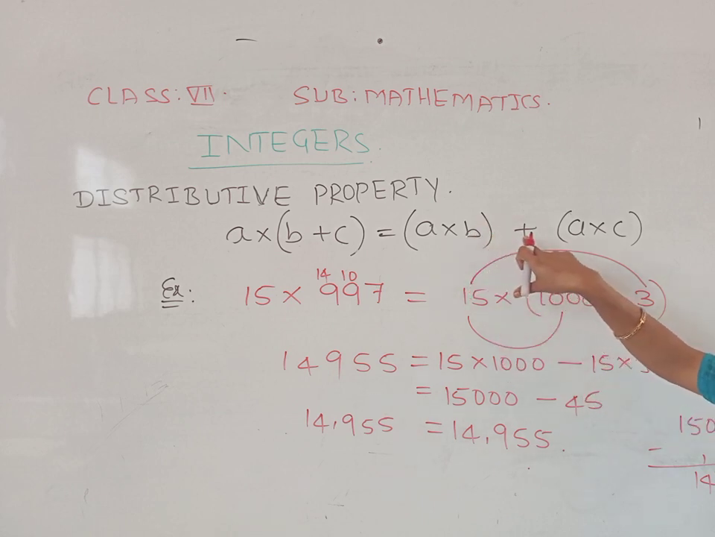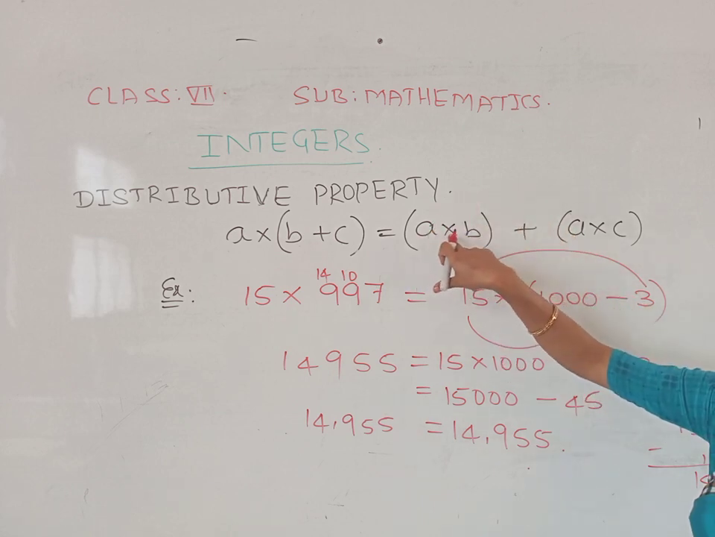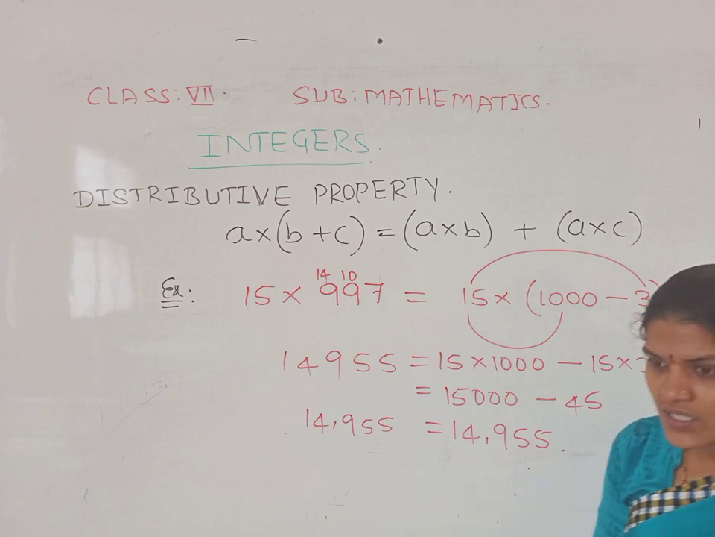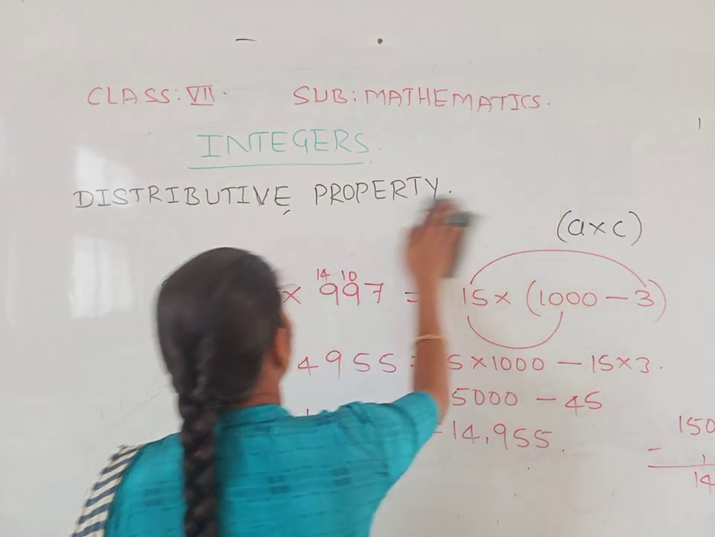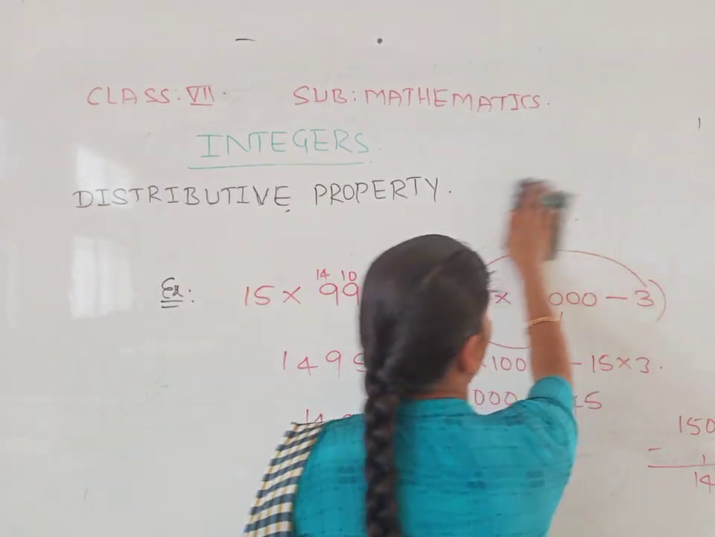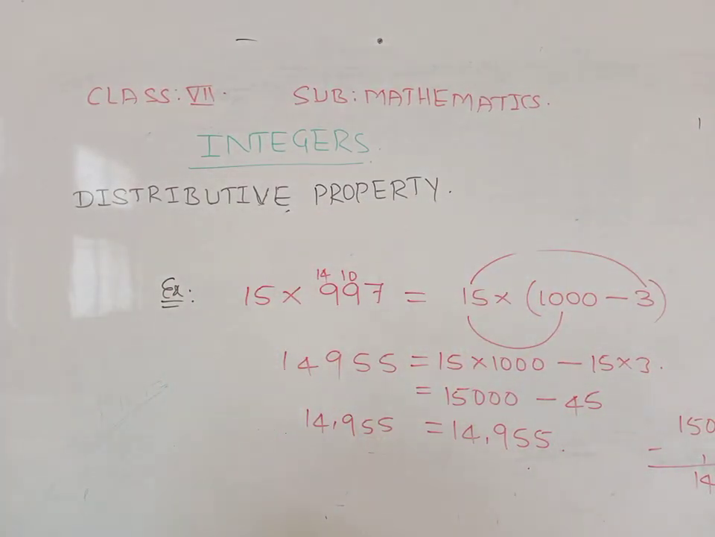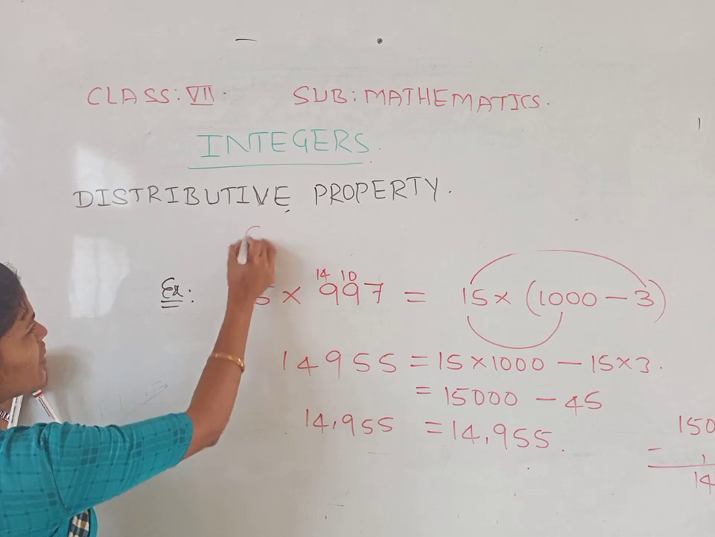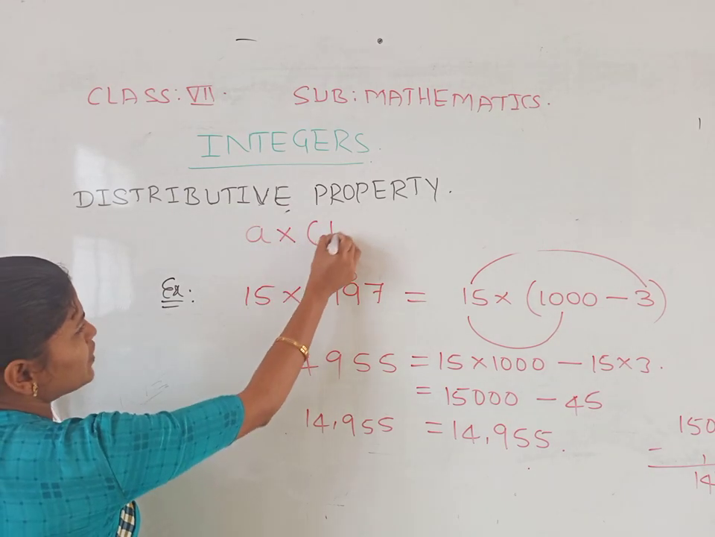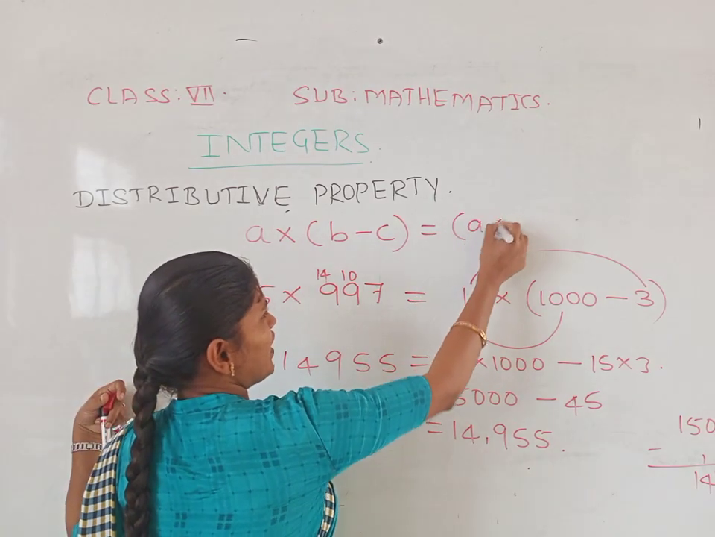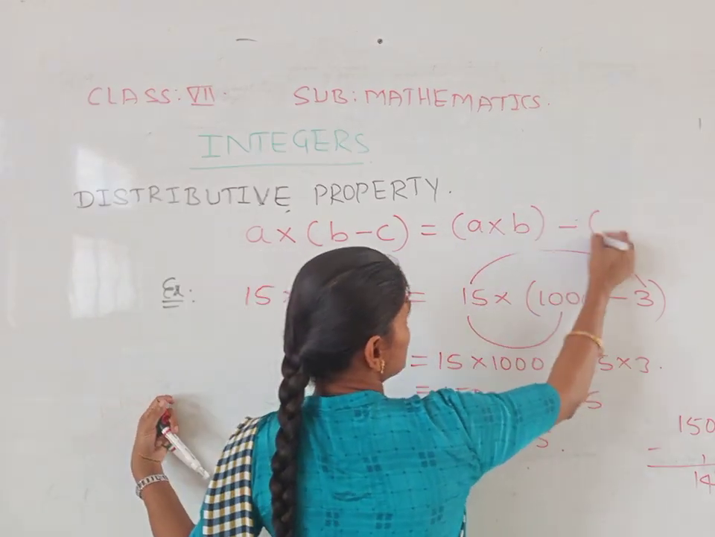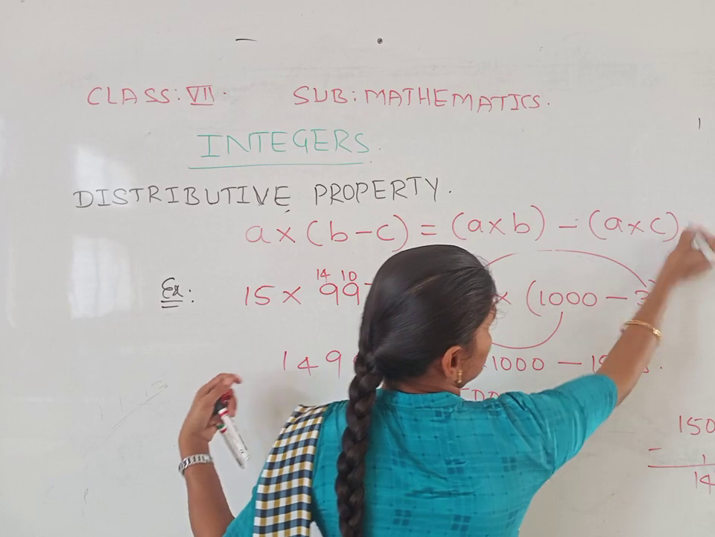So this is the distributive property under addition over the multiplication. Clear? Shall we write that rule? Okay. Distributive property under subtraction over the multiplication. What does it state here? A into (b minus c) is equal to what? A into b minus a into c. Clear?